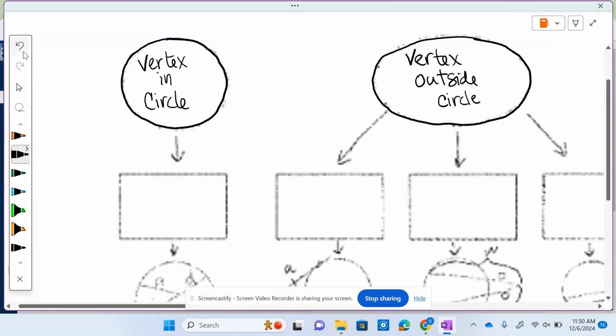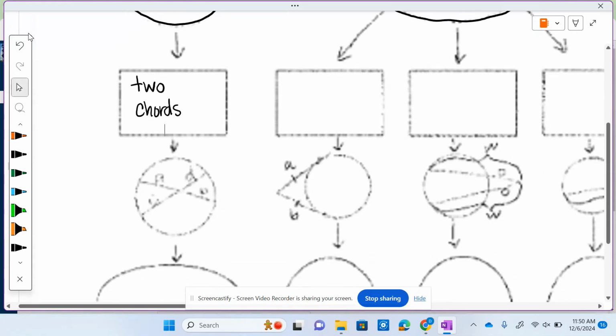Outside the circle. Okay. So if the vertex is in the circle, it's created by two chords. So I'm going to redraw this little doodad right here. And these are my two chords, and they are labeled segments A, B, and segment C, and segment D. Okay, so this looks like a bow tie.